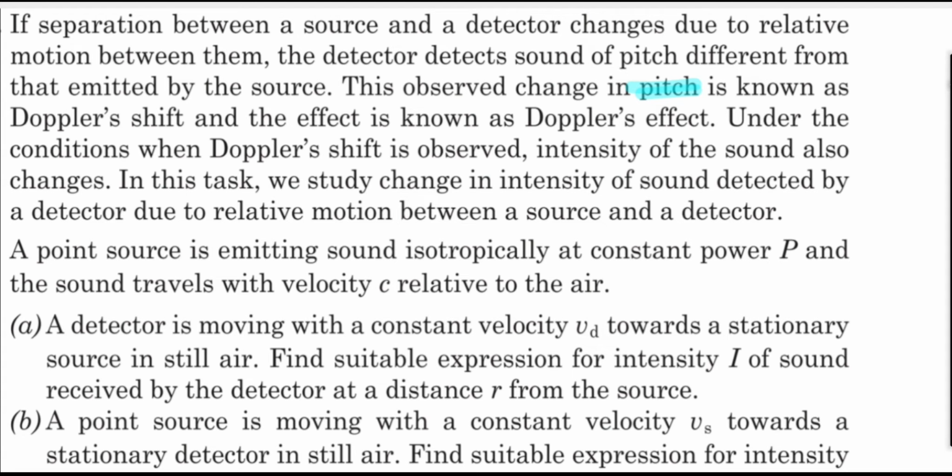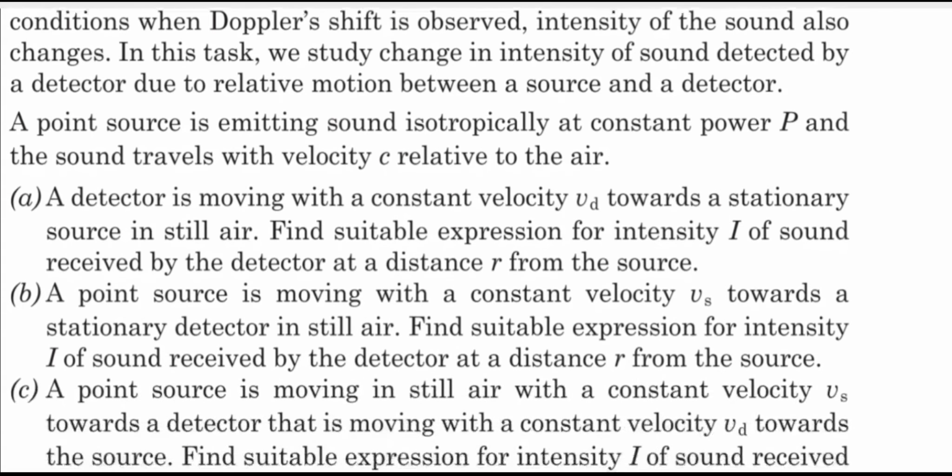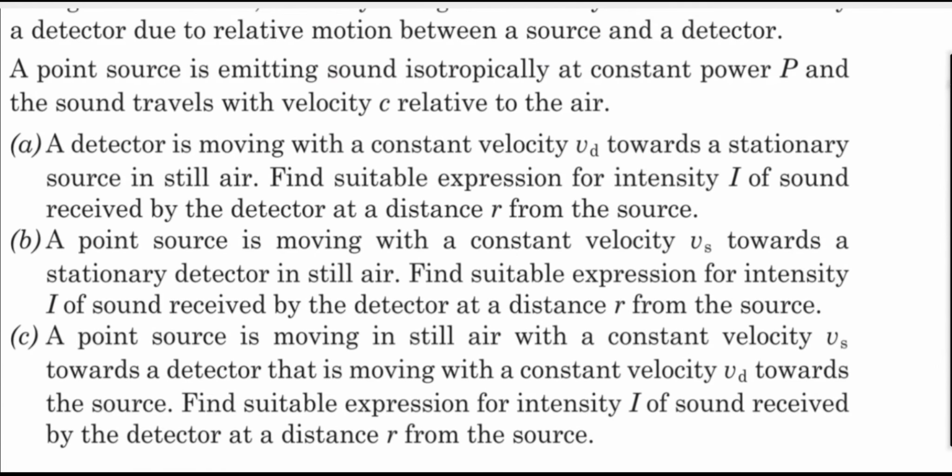So not only the frequency changes, but the intensity observed by the observer will also change if there is a relative motion between the source and observer, right? So in this question there is a point source. This point source is emitting sound isotropically, that means in all possible directions equally, at constant power P, and the sound travels with velocity c relative to the air. So we know the velocity of sound in the air also, and there are three cases, and in these three cases you have to determine the intensity that will be observed by the observer, right?